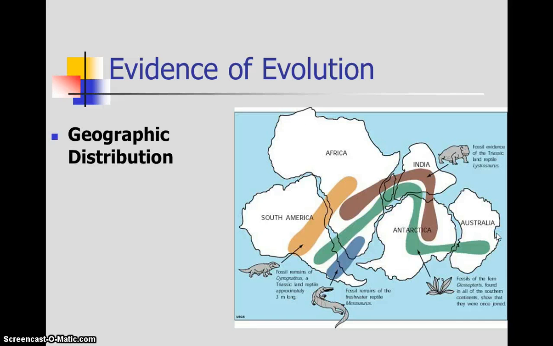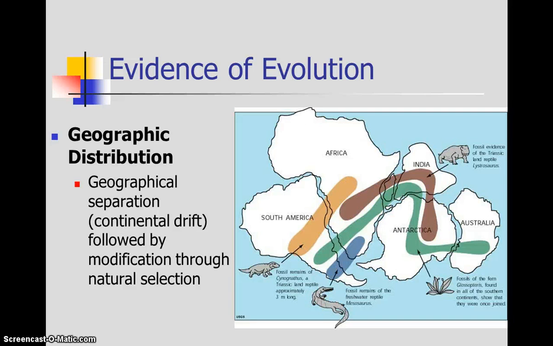Another thing for evidence for the evolution is the geographic distribution of these fossils. There's a geographical separation or continental drift followed by the modification of natural selection. So they found similar fossils in areas for each of these.